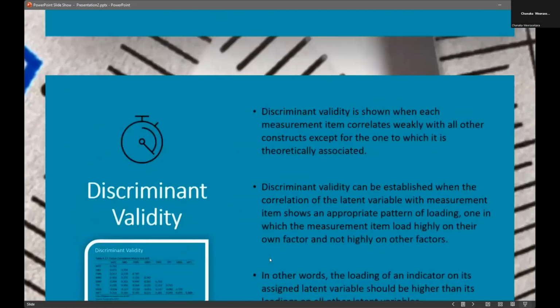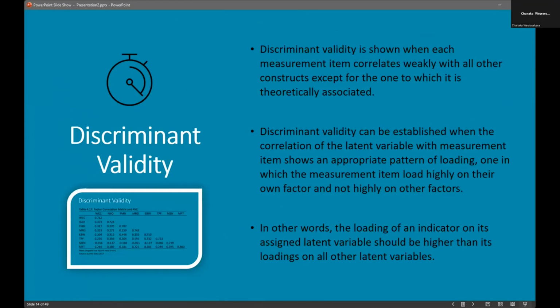Then moving into the next one, that is discriminant validity. If you remember, convergent validity is whether all the questions in one variable correspond to each other, whether they have a high correlation among them. For discriminant validity, in your conceptual framework, we have several variables, several constructs. Discriminant validity is shown when each measurement item correlates weakly with all other constructs.